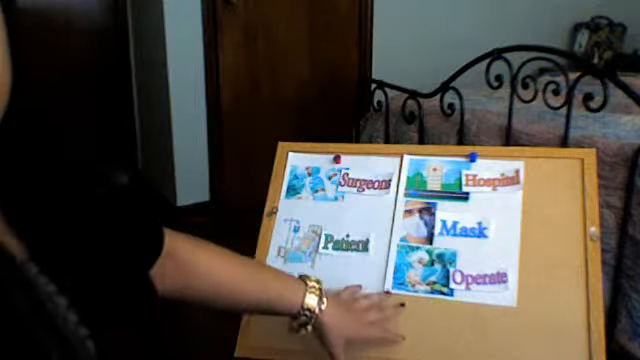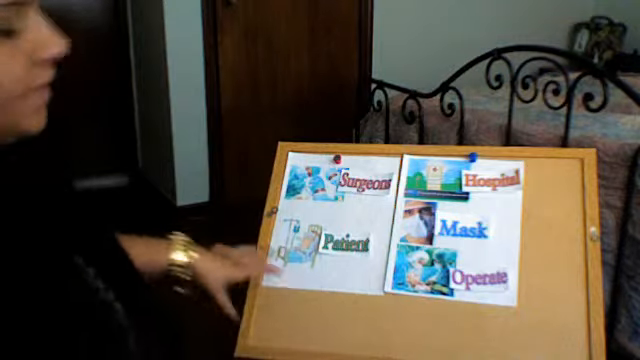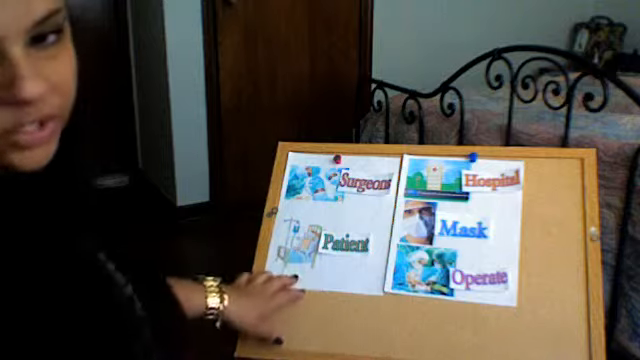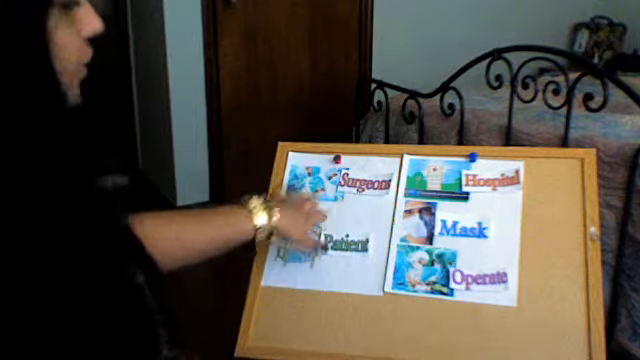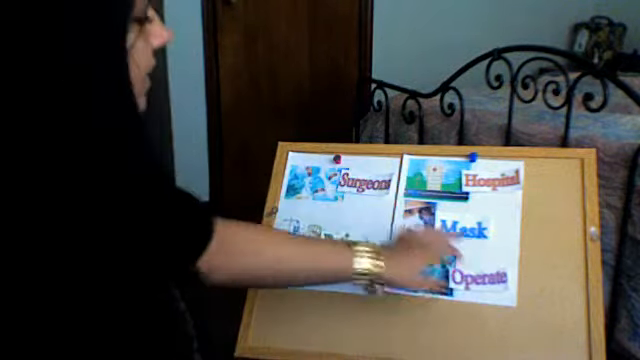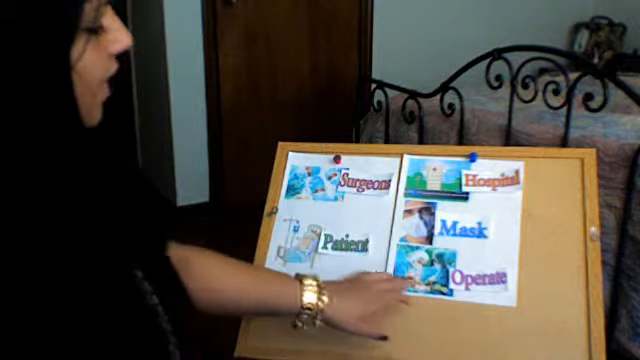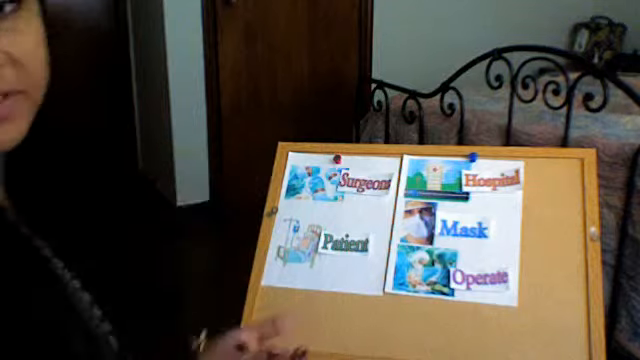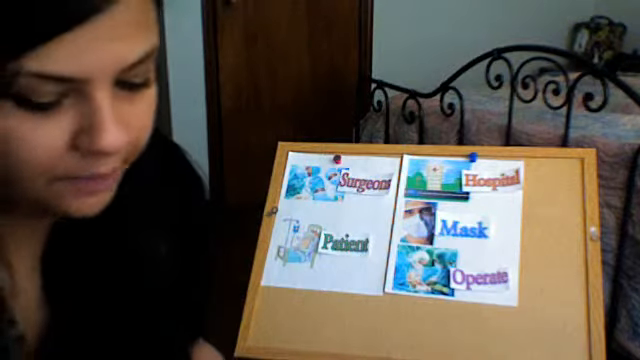This is a good way just to review everything and make the children understand that this is what a patient looks like, this is what surgeons look like, this is what a hospital looks like, this is what a mask looks like, and this is what operating would look like. So this just creates more of a visual understanding of the keywords that we went through.